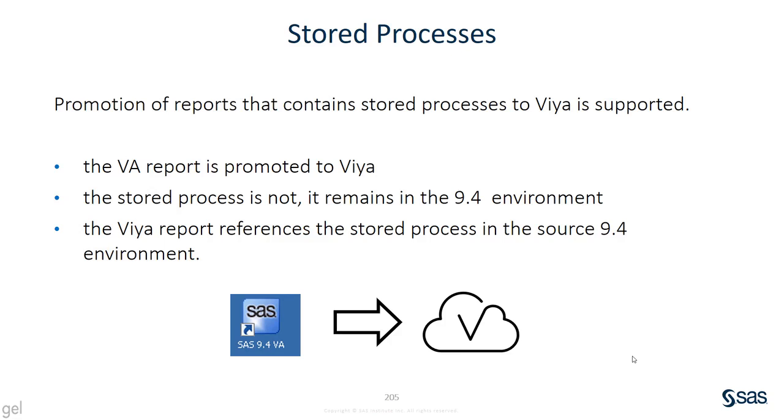Stored processes are special. Promotion of reports that contain stored processes to Viya is supported. The way it works is the VA report is promoted to Viya, but the stored process is not. It remains in the 9.4 environment. And the reason we say it's supported is the Viya report accesses the stored process from the 9.4 environment. So the Viya environment has to be able to access the 9.4 environment for this to work, because we don't have a stored process server right now in Viya. So the report will just go to the 9.4 environment and access the stored process from there.